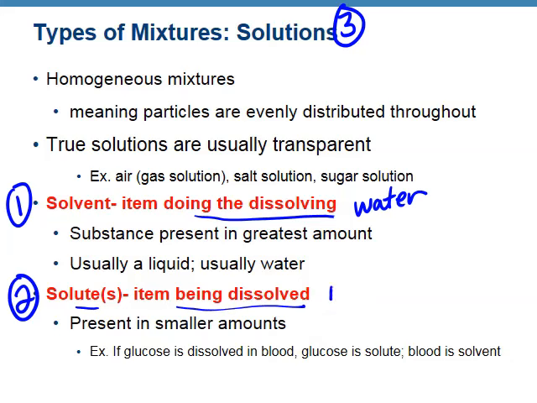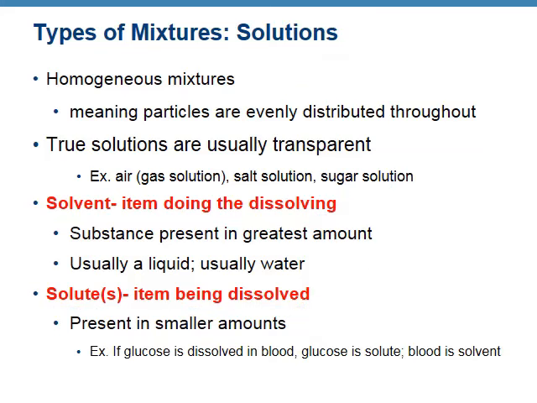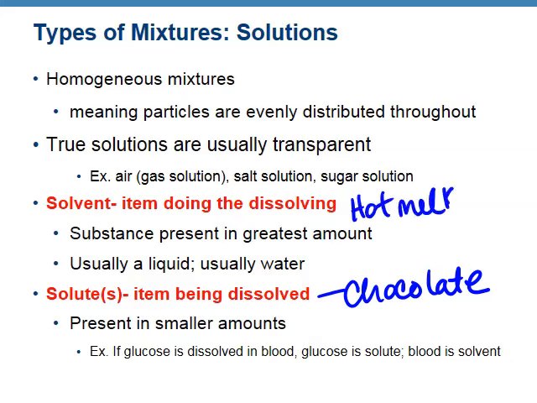So let me give you an example. Let's say we have salt. This is sodium and chlorine, and we put them together, and we have salt. So let's say we take the solute, which is salt, and I dissolve it in water. The resulting solution would be salt water. We can also do something a little bit more fun. Let's say the solute is chocolate, the dissolving item is hot milk. Your resulting solution is going to be hot chocolate, right?